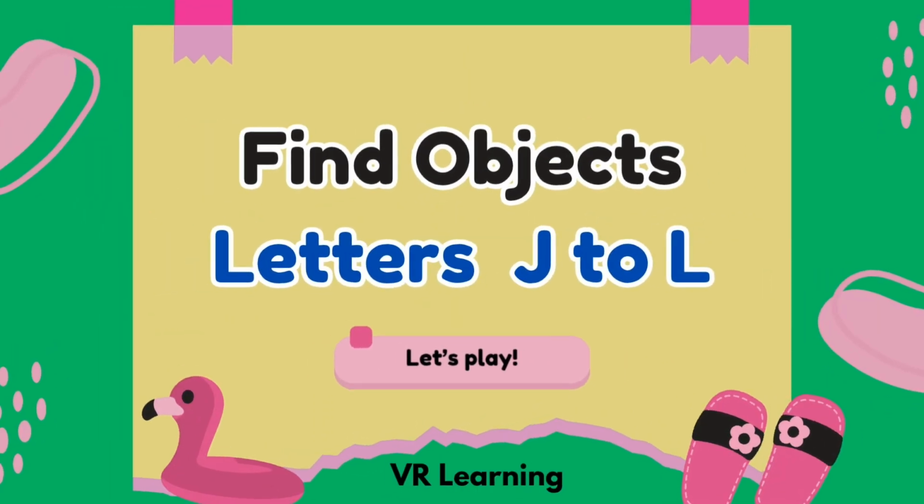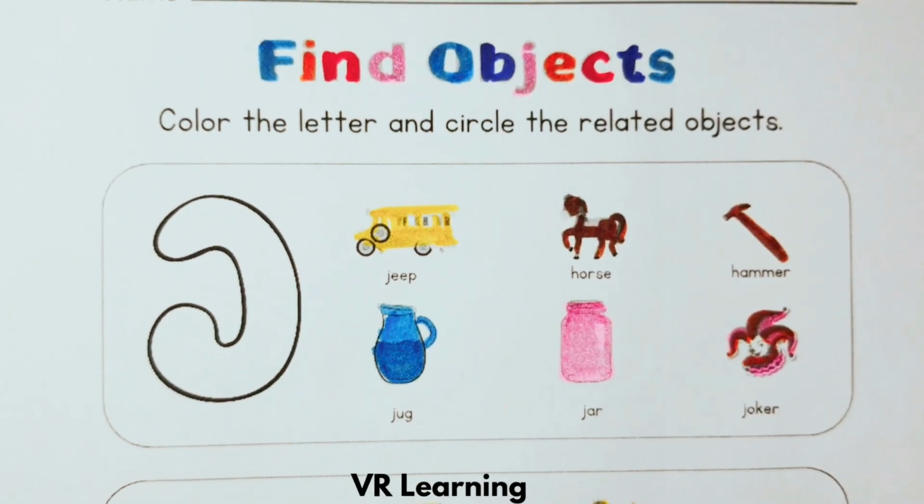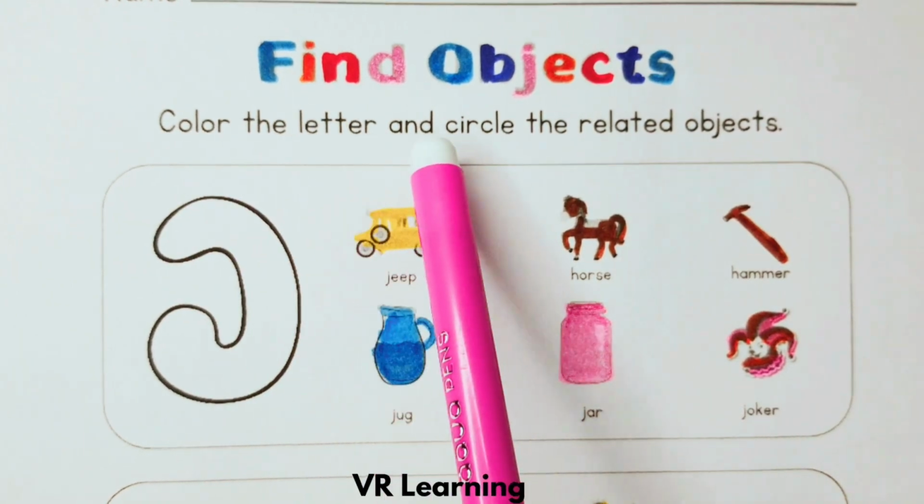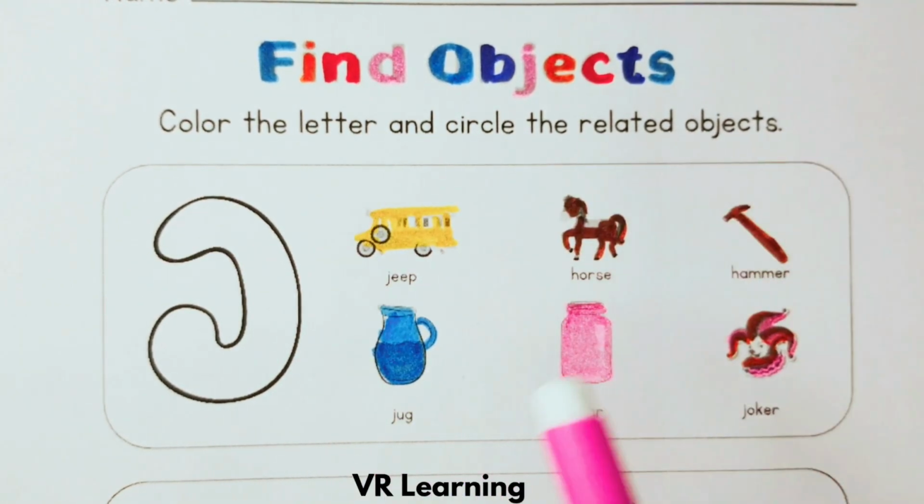Let's find objects from letters J to L. Let's start. Find objects. Color the letter and circle the related objects.